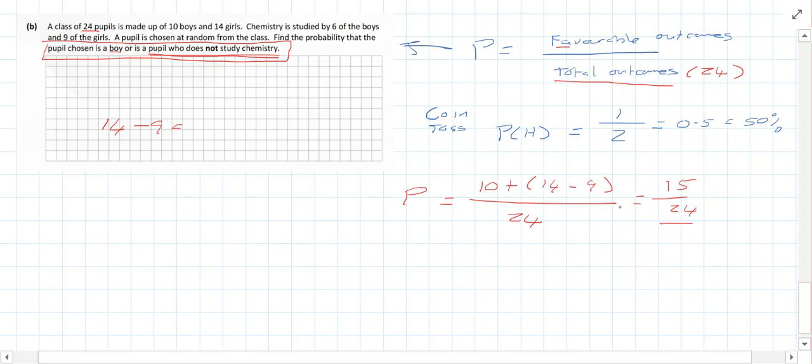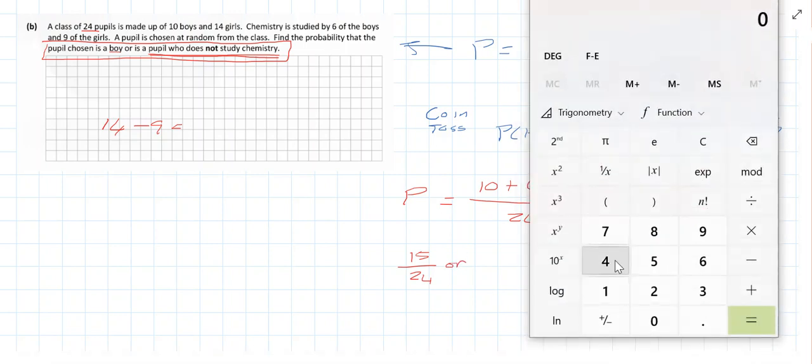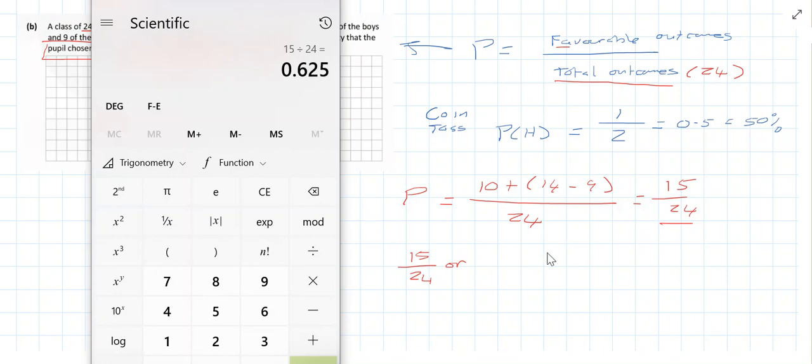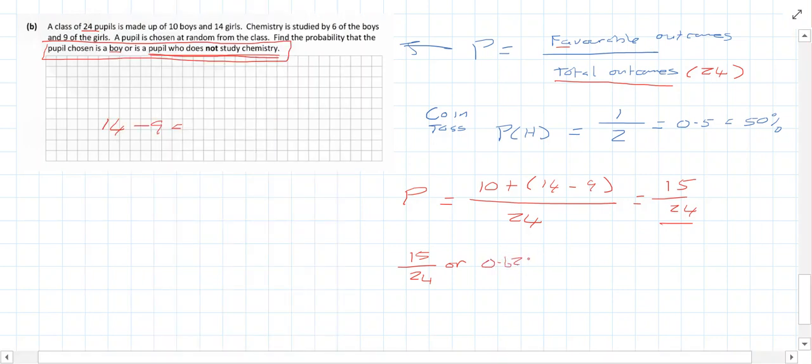Now we can change this into a decimal and then into a percentage. So 15 divided by 24 is equal to 0.625, or we can write it as 62.5% as a percentage. So that's your answer. So that's how you work it out.